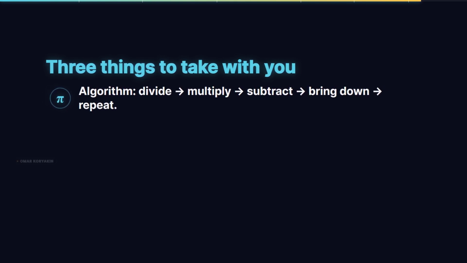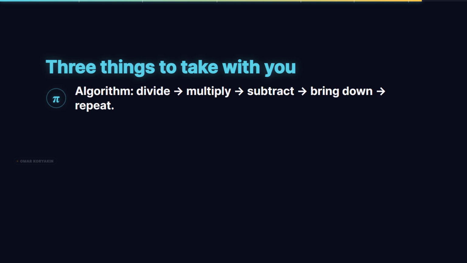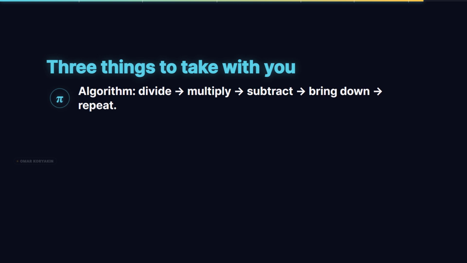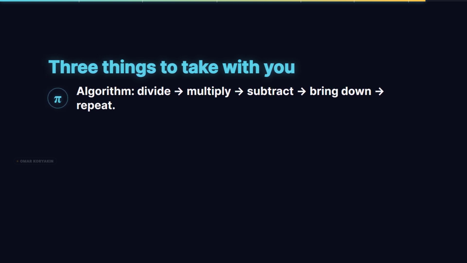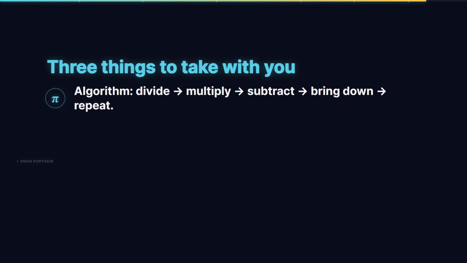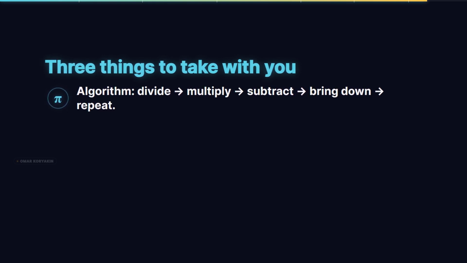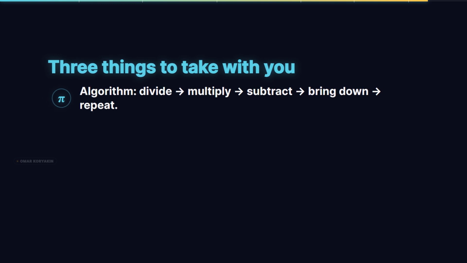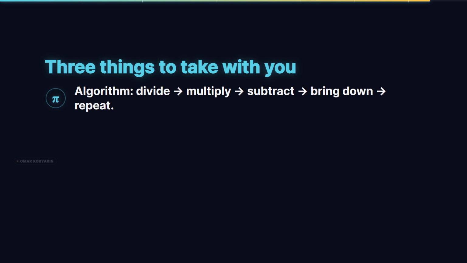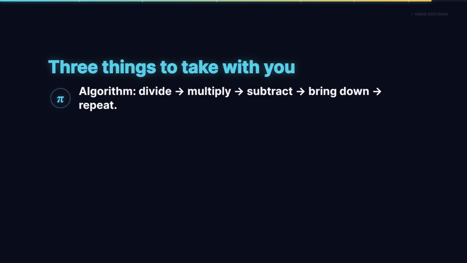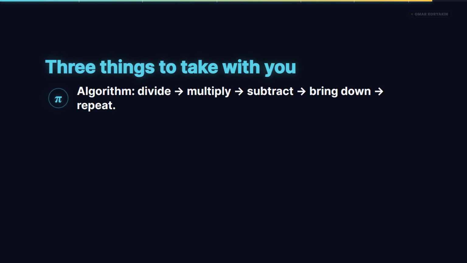Divide by the leading term to get the next quotient term, multiply the entire divisor by that quotient term, subtract the product from the current dividend, distributing the negative through every term, bring down the next term of the original dividend, and repeat with the new current dividend. The algorithm terminates when the remainder has degree strictly less than the divisor. The quotient is fully constructed by termination, and the final remainder sits at the bottom of the work.